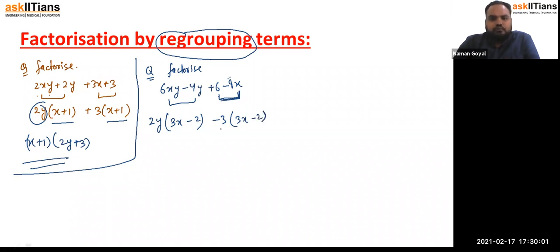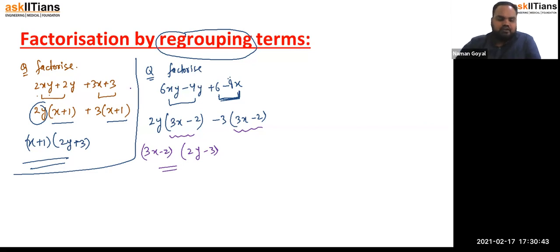minus 2. If you multiply this minus 3 with this bracket, you will get the same thing. Why do we do this? Because we want these two quantities to be the same. That's why we follow this process. Now I take 3x minus 2 common, which gives 2y minus 3. This is the factorized form. Are you getting my point? This method is known as factorizing by regrouping the terms.